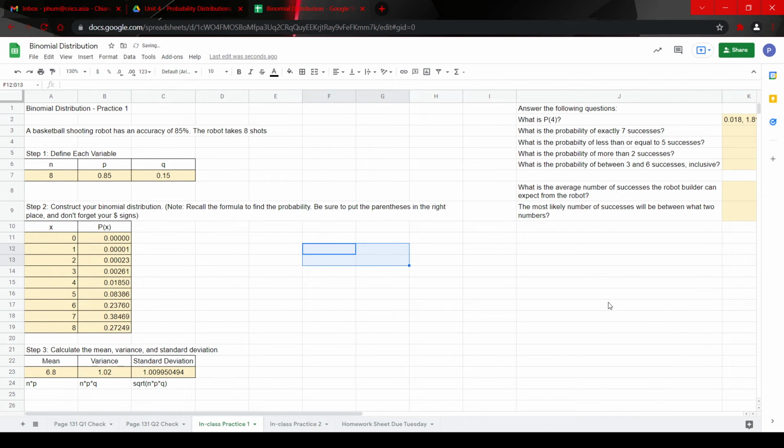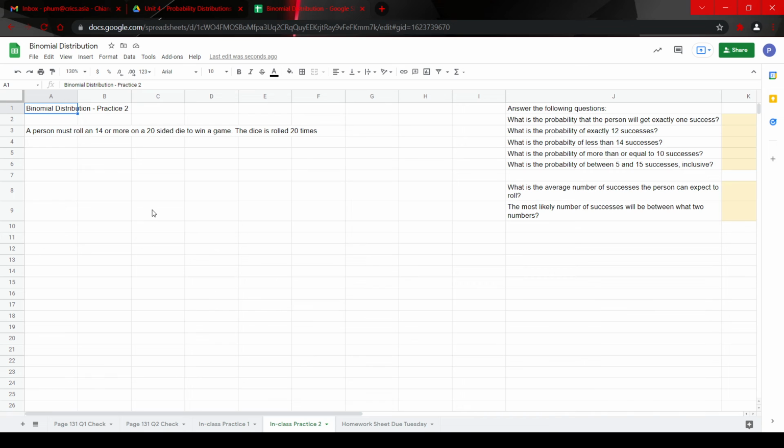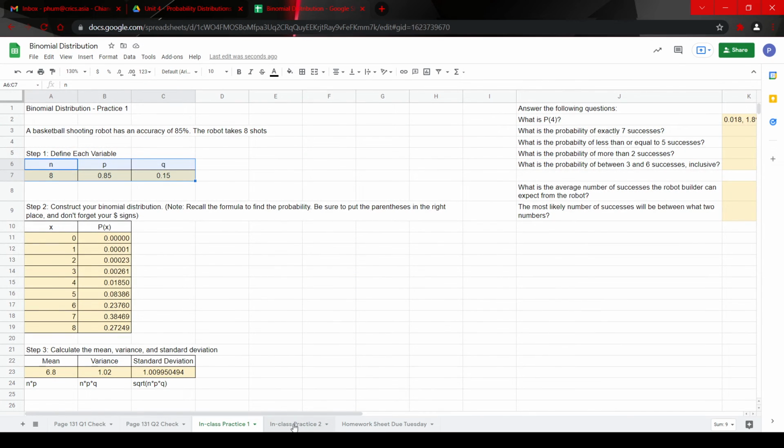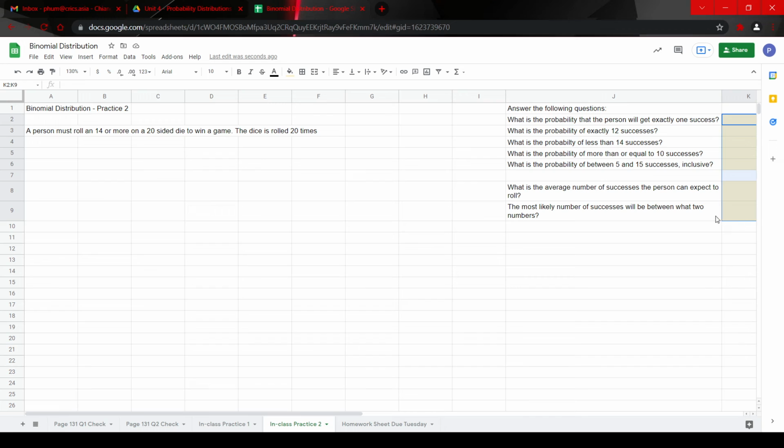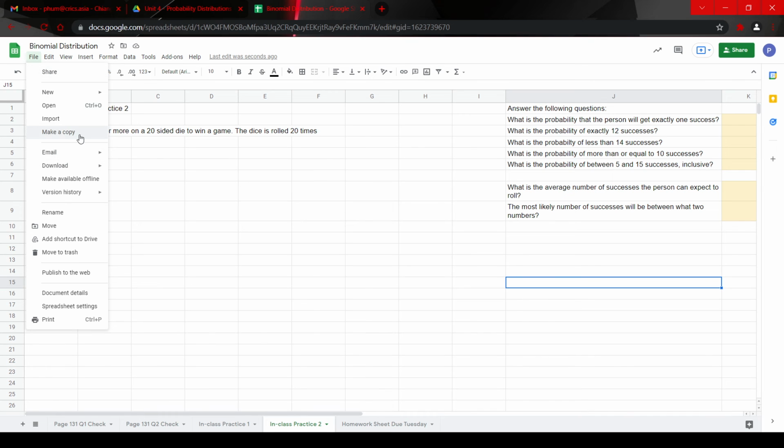So that pretty much sums up what we did today. Again, if you want more practice, you can do in-class practice 2. You do need to define your variables. This is important. Make sure you define your N, P, and Q, and then try to answer these questions. I will be posting the answers tomorrow, so if you want to check if you did it correctly or not, you can do that. If you want to make a copy so that you can look at it after you turn it in, or change some things or just play around with it, you can do so.